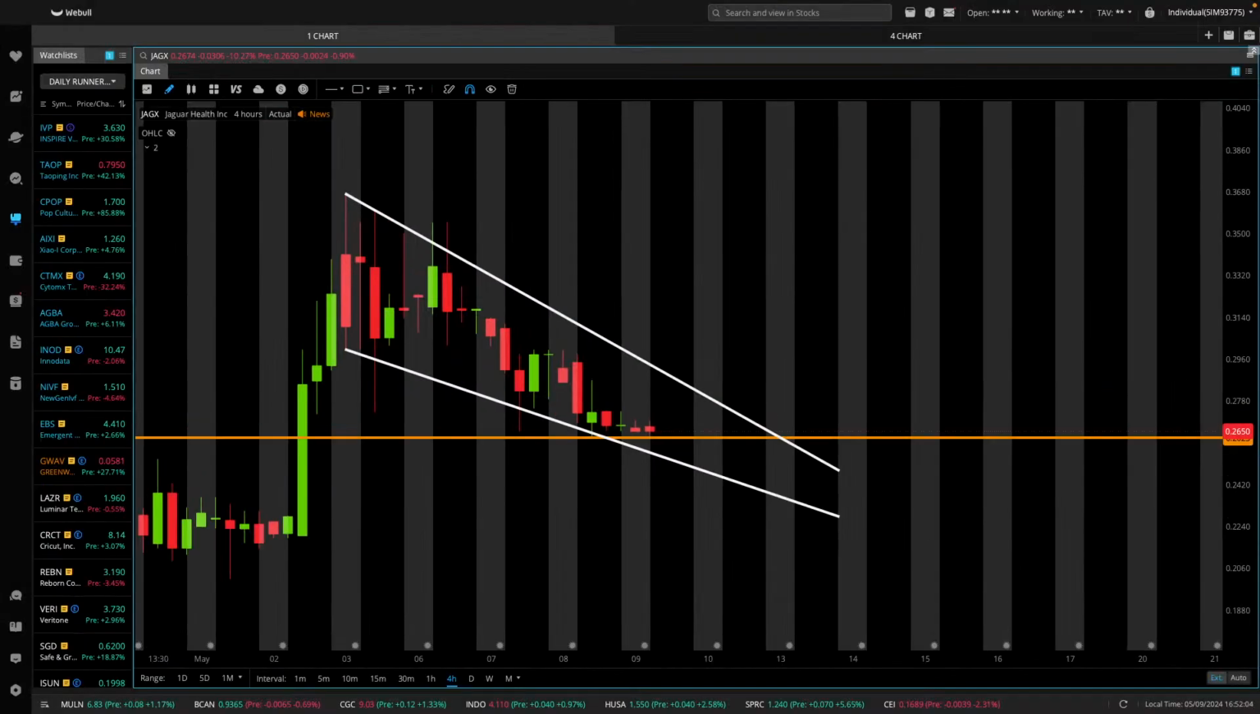So JAGX, possible breakout coming. The reason why I say that is, as I just mentioned, it's in a falling wedge. The candles are getting smaller, which is obviously indicating a lack of volume, but it's also showing that the sellers are losing control and the buyers are slowly starting to step in. Hopefully, if you get a next green candle, it should continue to push up and break out. That's what you can wait for on that.